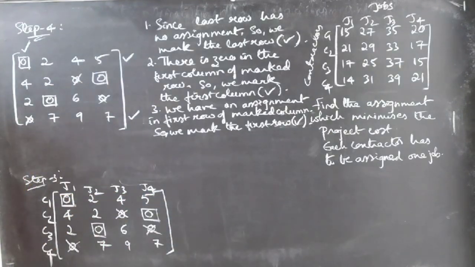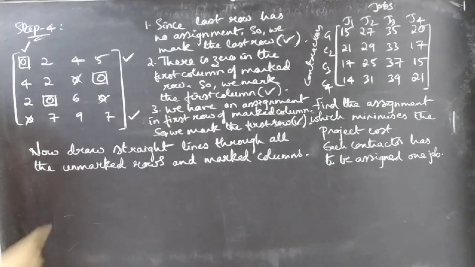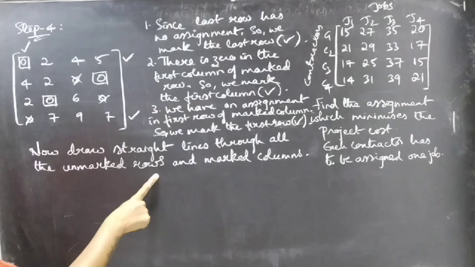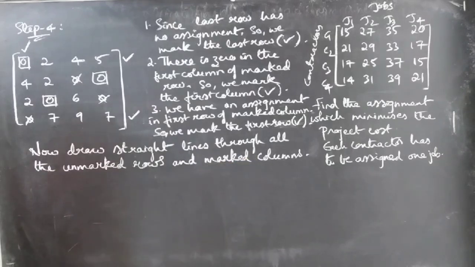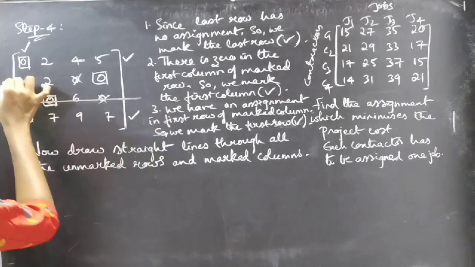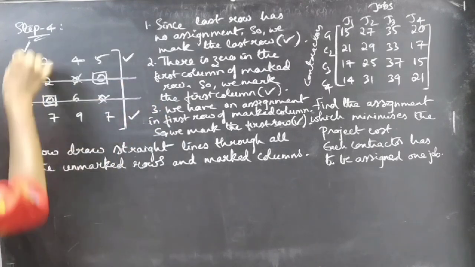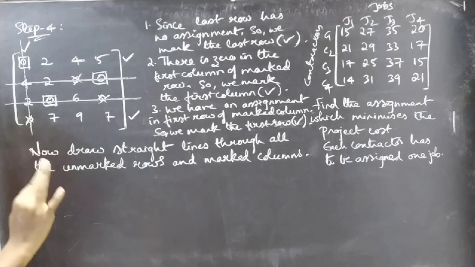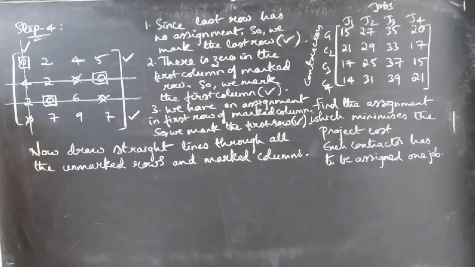Okay, now draw straight lines through all the unmarked rows and marked columns. We have to draw straight lines through all the unmarked rows and marked columns. Okay, and here we have 1, 2, 3, three lines. Okay, and the number of assignments is 1, 2, 3, right?